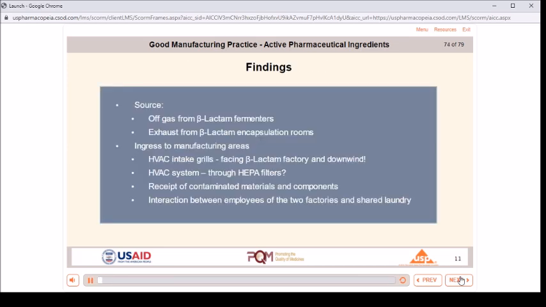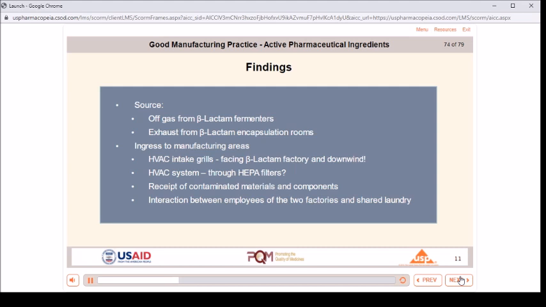It was determined that the most likely source of the residues was from the off-gas on the fermenters, which was throwing spores and mycelia into the surrounding air. However, other potential sources were the HVAC exhaust from the packaging and encapsulation rooms in the beta-lactam factory. It was impossible to get a definitive evaluation of the level of risk that each of these sources was presenting, since the beta-lactam manufacturer was not prepared to cooperate with the API FPP company, and they were not subject to FDA inspection at that time.